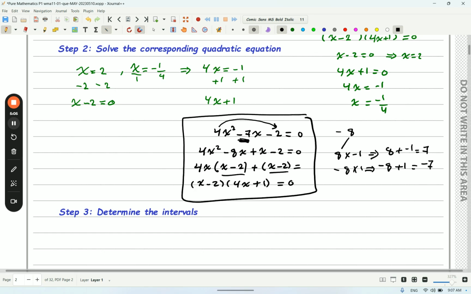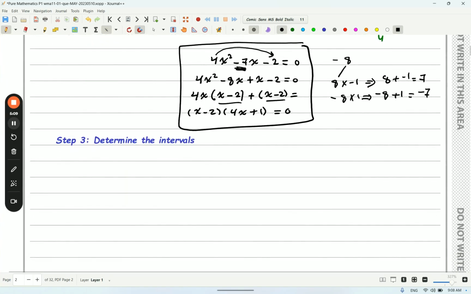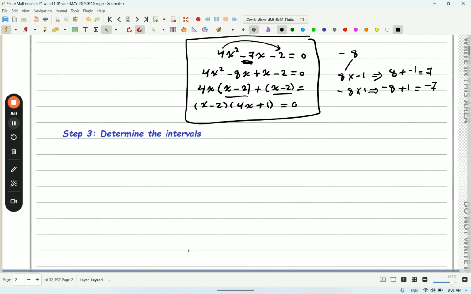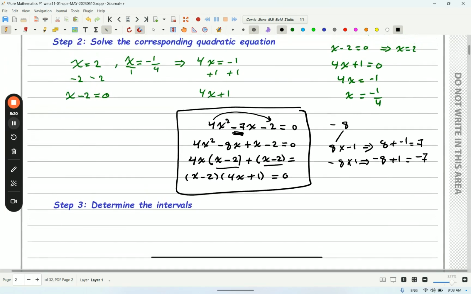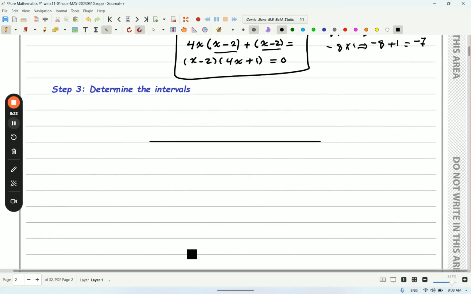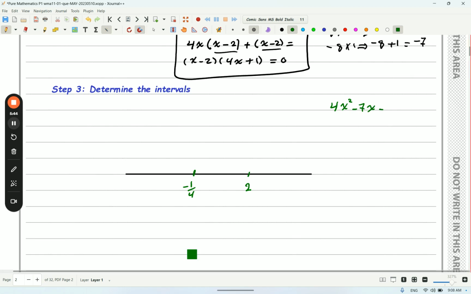Now step 3 is to identify the intervals. So we'll write the roots here. This is the root that we have: minus 1 over 4 and 2. So here we have minus 1 over 4 and here 2. And as you know, the quadratic inequality that we have is 4x squared minus 7x minus 2 greater than or equal to 0.